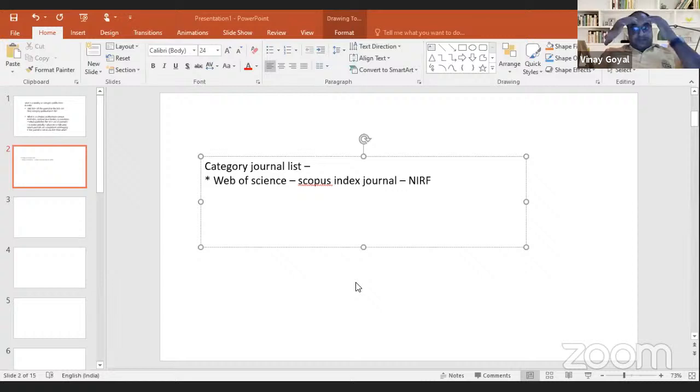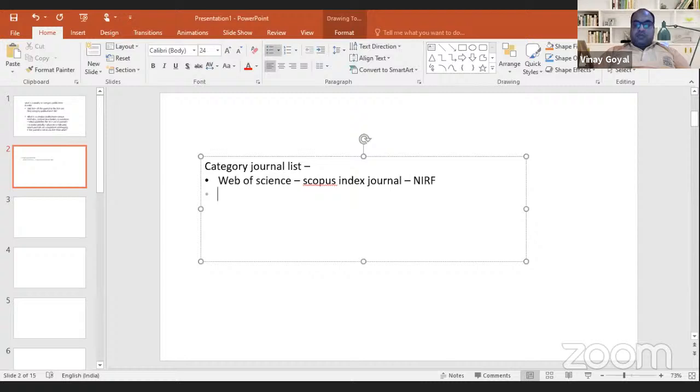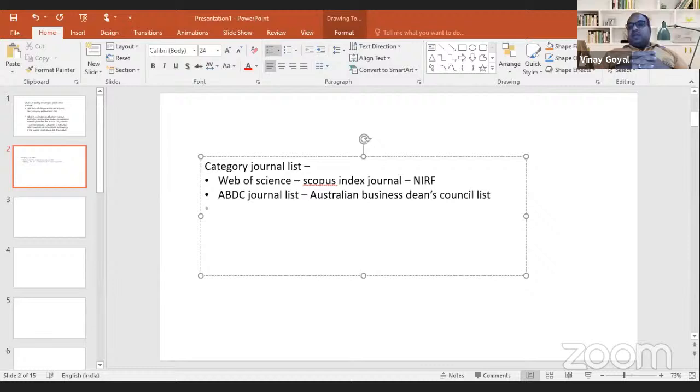The next important list is called the ABDC Journal List, the Australian Business Deans Council List. ABDC Journal List is the most used list across the world, including India. All the top institutes in India, including IIMs, IITs, top private institutes, some top universities, are using this list. I will show you this list after 2-3 minutes.